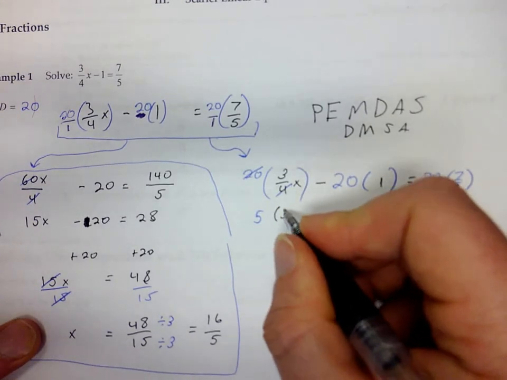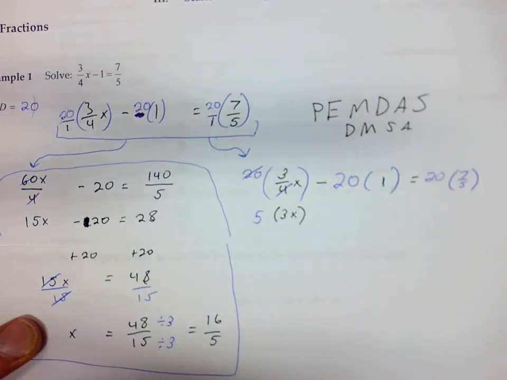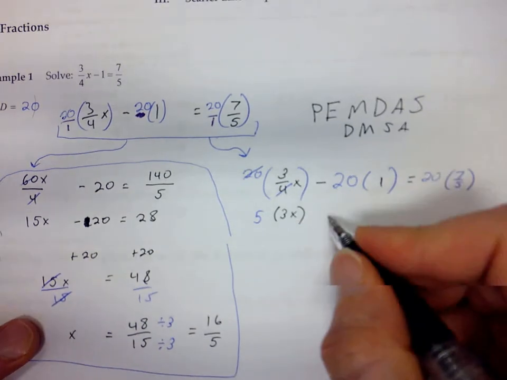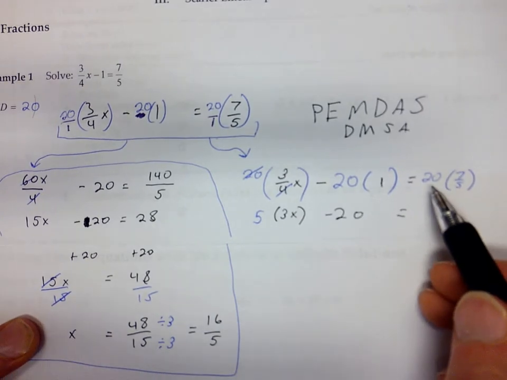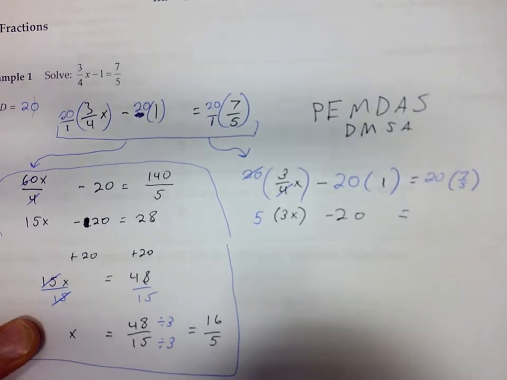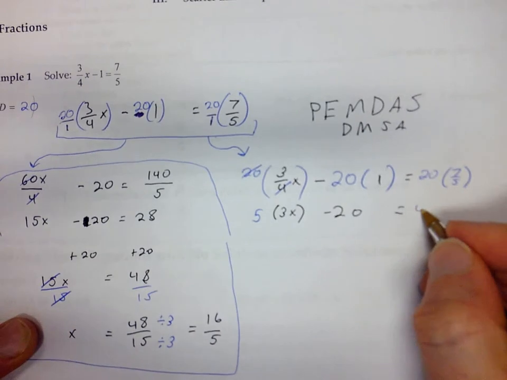5 times this 3x. Here I don't have to do that. 20 times 1 is just 20 again. But over on the right, again, I wanted to do my division first. 20 divided by 5 gives me 4. So much nicer.